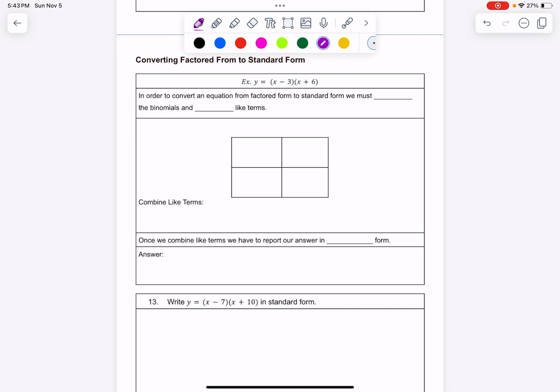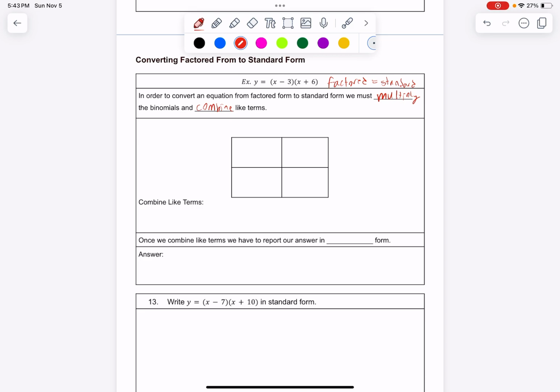So I keep talking about how we can multiply our binomials, but now we're going to formally define it. So when we are in our factored form, our factored form is the same thing as standard form, just a different representation. So in order to convert an equation from factored form to standard form, we must multiply the binomials and combine like terms.